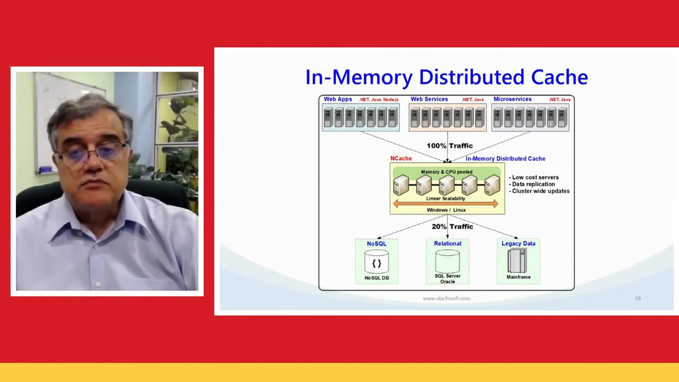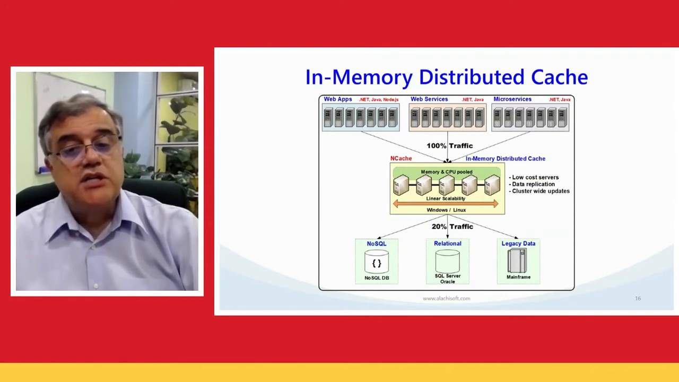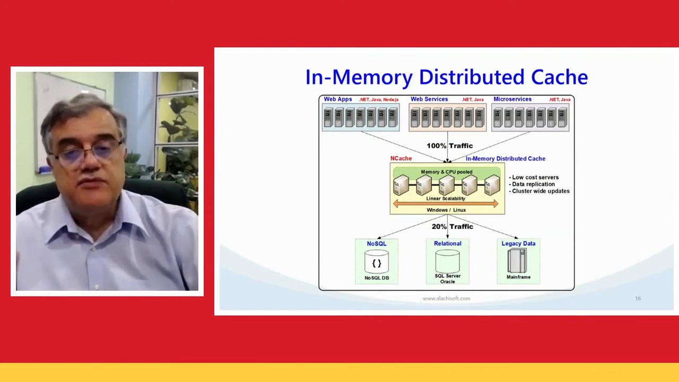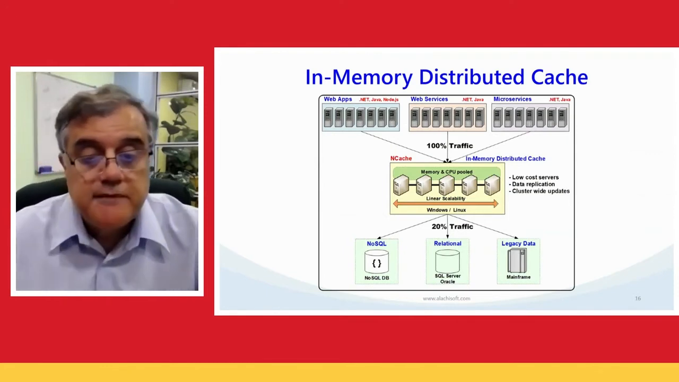So this is sort of like an essential application architecture pattern now, where you have to have an in-memory distributed cache if you want your applications to be able to scale. Next slide.